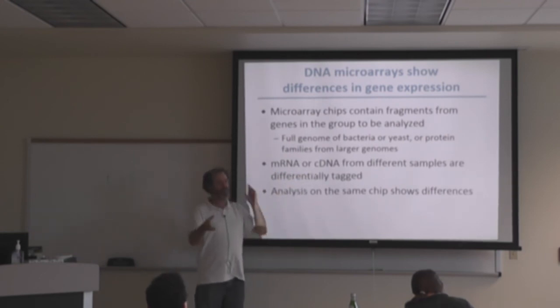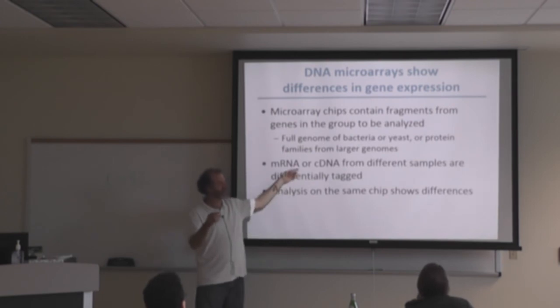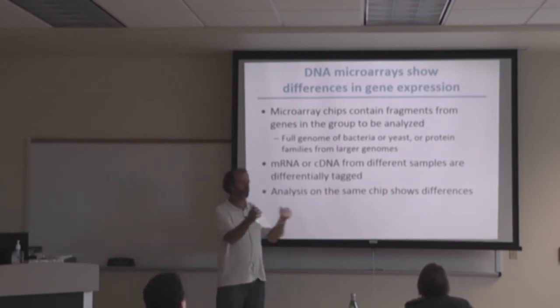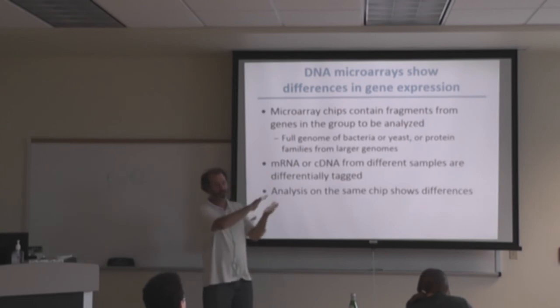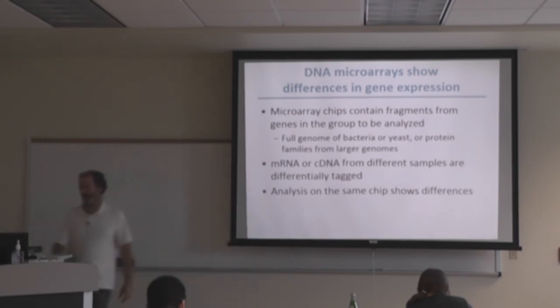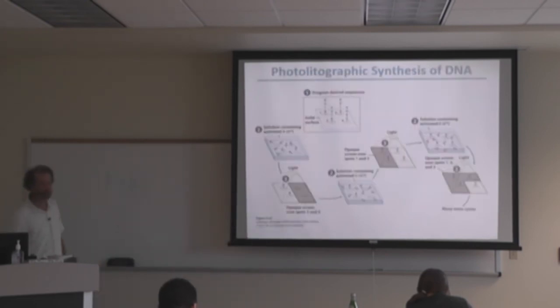So typically you have red and green fluorescent tags that are going to be in the two different groups, and you can analyze on the same chip, which shows different, you can measure the levels of cDNA bound to specific sequences on that array. And they have it like this.